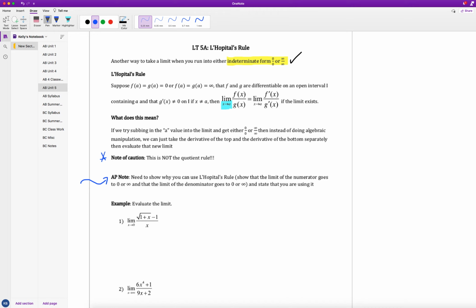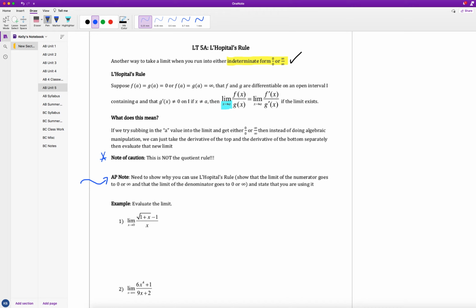We're asked to evaluate this limit. We have the limit as x approaches 0 of the square root of 1 plus x minus 1 all over x. Now, if I were to do a direct sub in, I can see that I get 0 over 0. So we could do some algebraic manipulation. We could multiply it by the conjugate, and that would help fix that issue. But instead, let's use L'Hopital's Rule.